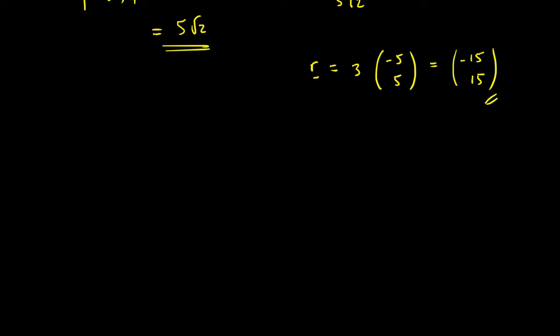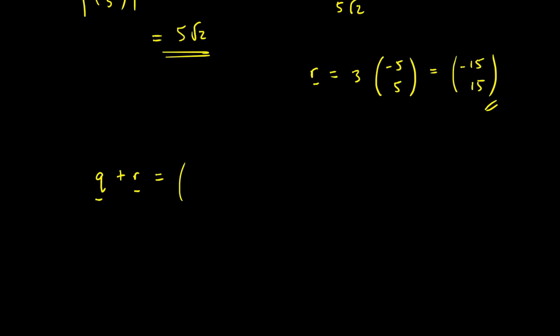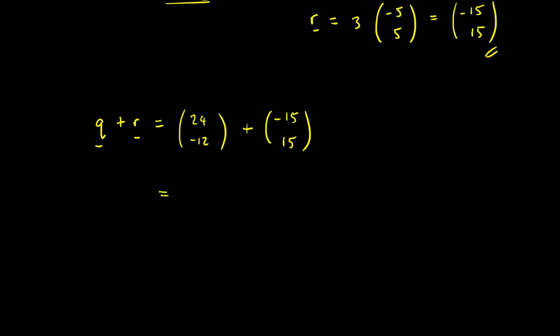So we've got q plus r. That is going to be (24, -12) plus (-15, 15). And if I do that, I'm going to get (9, 3). Okay, so that's the vector q plus r.